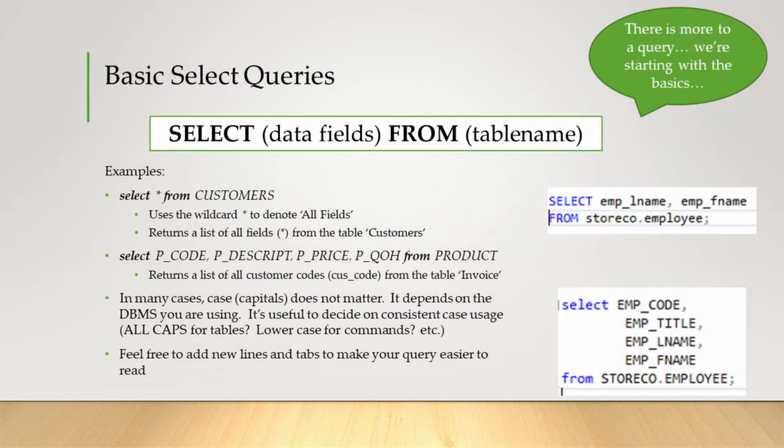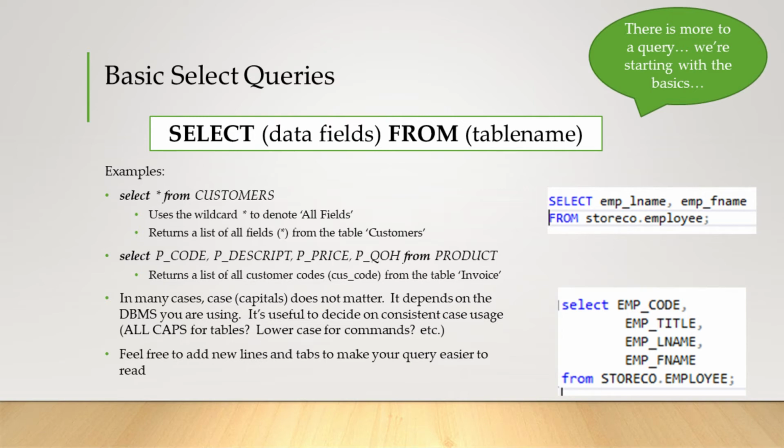This is your basic select query. There's a whole lot more to queries that we can do, but for the purposes of Week 1, I just want you to be able to deal with the basic parts of a query, which is just going to be select the specific data fields that you want from the data table or entity that you're going to be using. In this case, you can just use the words select and from with the list of data fields separated by a comma, and then the table name that you're referencing.